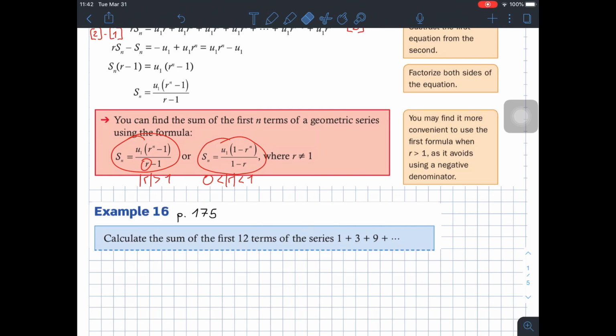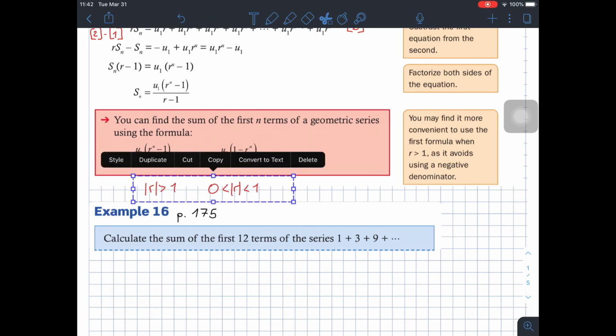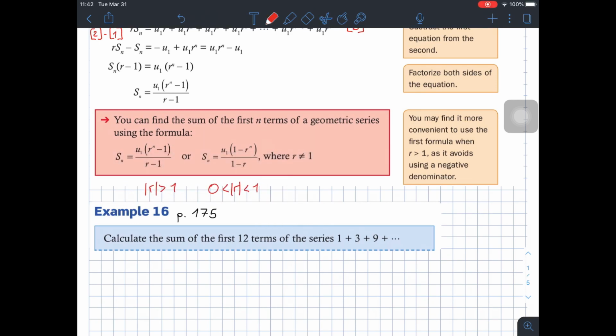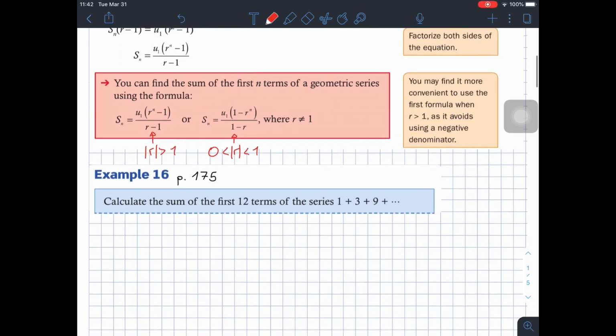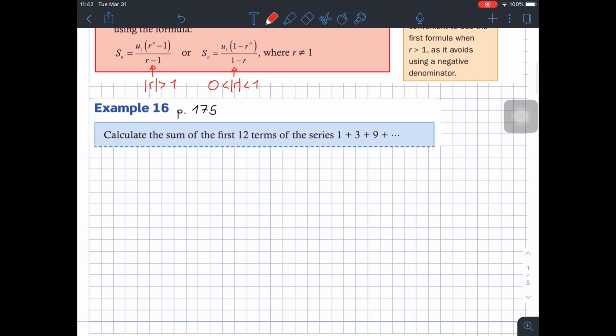So that's the rule. You can still use whichever you want, and you just need to pay attention with the negative sign that you're going to be getting when you apply the formula. That's it. Okay. So this is this case, and this is this case. So let's see some examples to see how this applies.